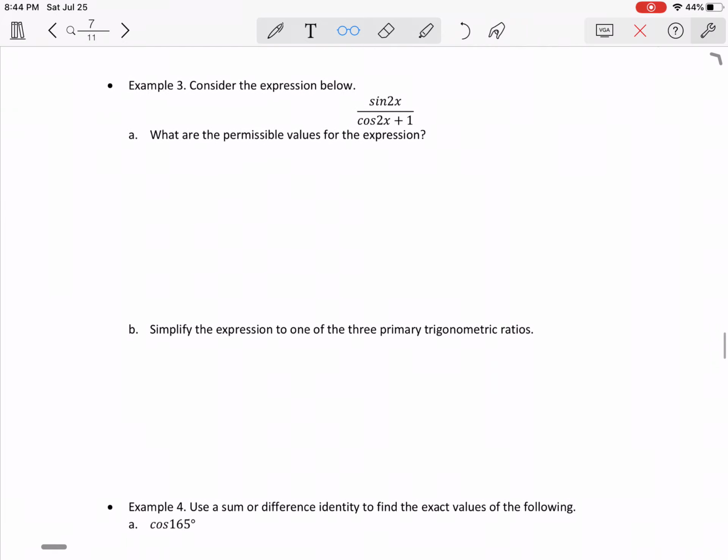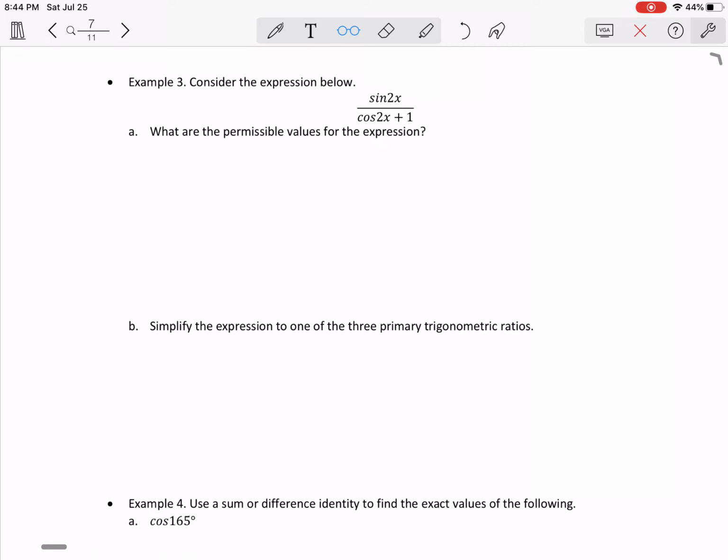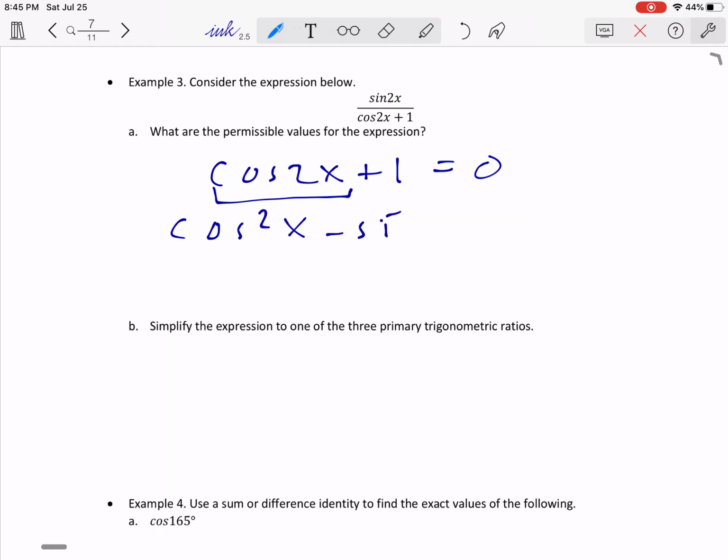Okay, let's look at some more here. We talked about this last class, non-permissible values. Those are the ones that are excluded, so the other way to look at it is that everything aside from them are permissible values. Here, we want to look at the bottom of this fraction, and this expression is going to be undefined when cosine 2x plus 1 is equal to 0. So what we can do is take the cosine 2x and use one of the identities to change it to cosine squared x minus sine squared x, and then the plus 1 equals 0.